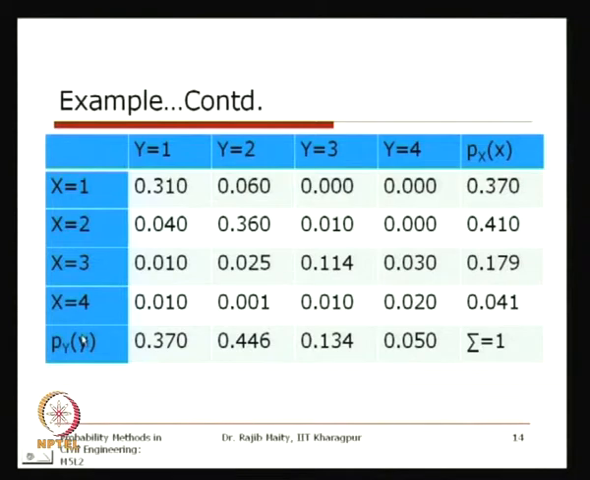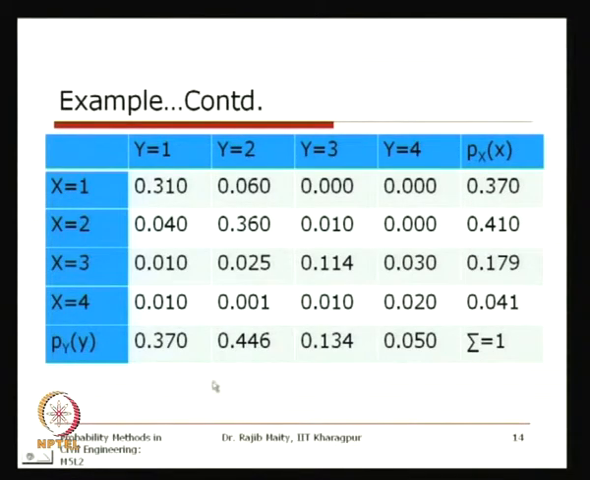In this matrix form, this side is your x axis and this side is your y axis. When you throw the light here, it goes on adding up and creating the shadow here. So this 0.37 is the probability for x equals 1. This 0.41 is the probability for x equals 2. This 0.179 is the probability for x equals 3, and 0.041 is the probability for x equals 4. These 4 show the marginal distribution of x.